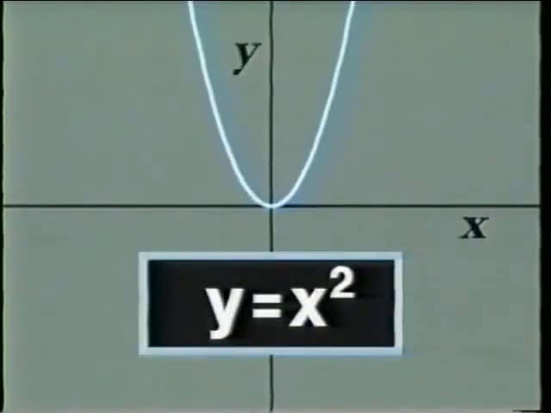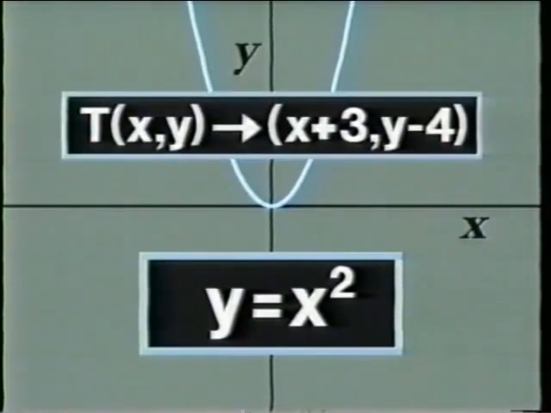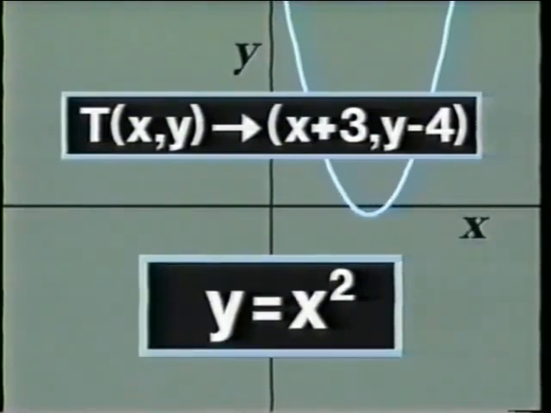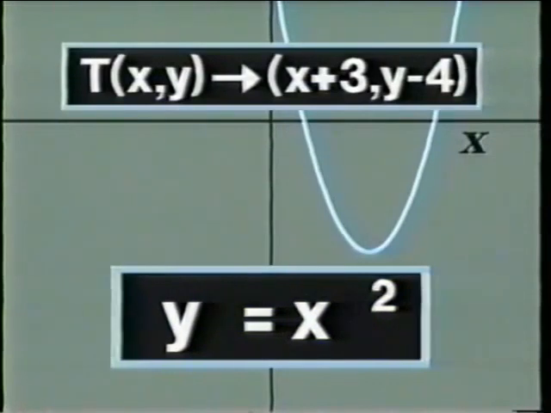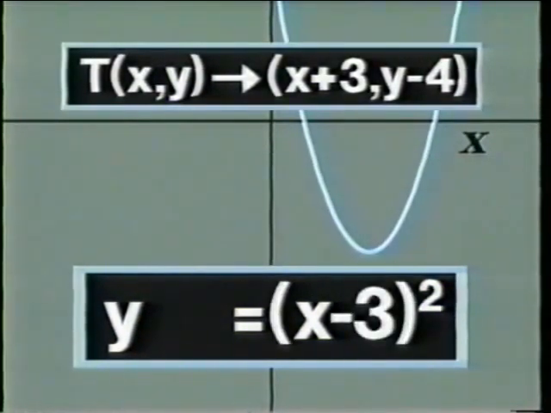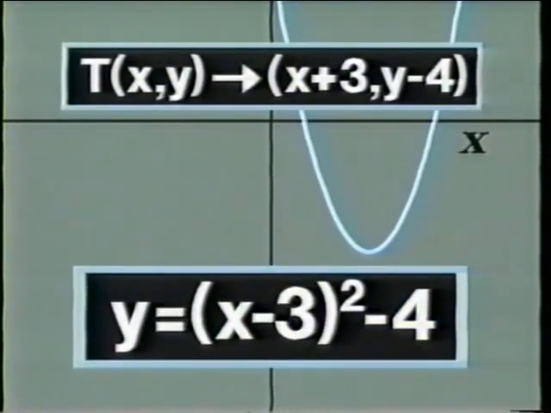Now let's use a slightly different translation that affects both x and y. It maps (x, y) onto (x + 3, y - 4), and slides the original parabola to the right 3 units and down 4. Following the opposite sign rule, the equation for the shifted parabola can be determined. We usually write the equation with the y isolated.